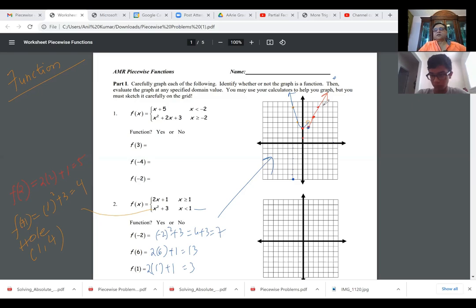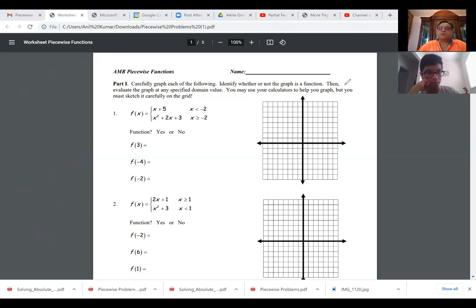So is this concept of piecewise functions clear? Okay, so let me clear the screen and we'll move on to the next question.